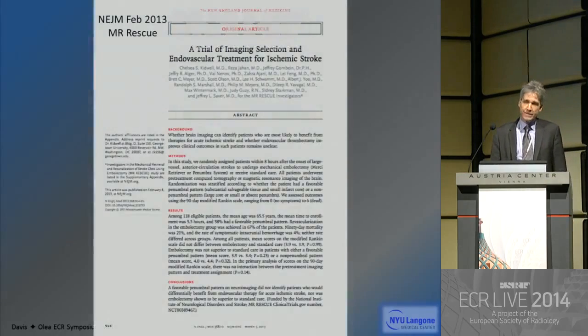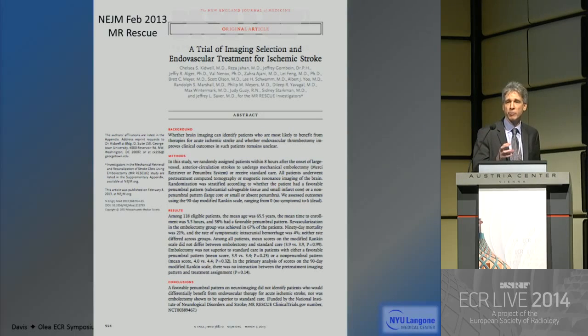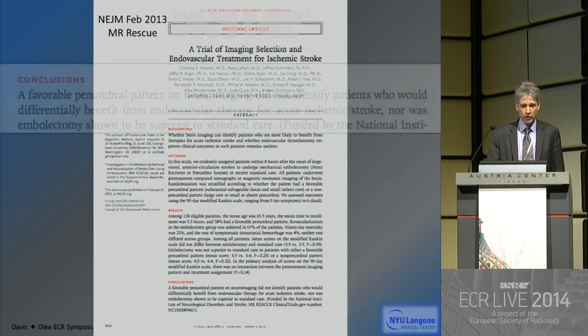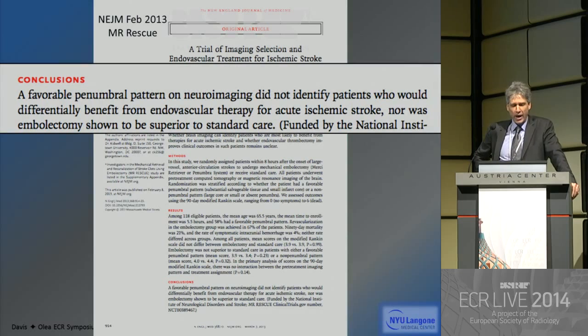So, is there an influence? Does that have a consequence? Sure. This is the MR RESCUE trial. This is February 2013. These investigators thought to themselves, hey, we're going to use imaging, and we're going to try to see if there's a group of patients who will benefit from thrombectomy. We're going to look for patients who have a small stroke now, but a large territory at risk. And we're going to see if we can do a thrombectomy on those patients, and those who have a big territory at risk, maybe they're the ones we're going to salvage. And their conclusion? A favorable penumbral pattern on neuroimaging did not identify patients who would benefit from endovascular therapy.